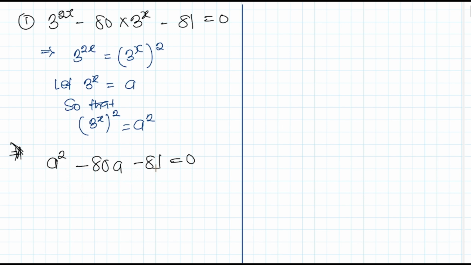What two numbers can you multiply to get minus 81 and add to get minus 80? That's what we are looking for. Remember, we've not gotten the two numbers yet.